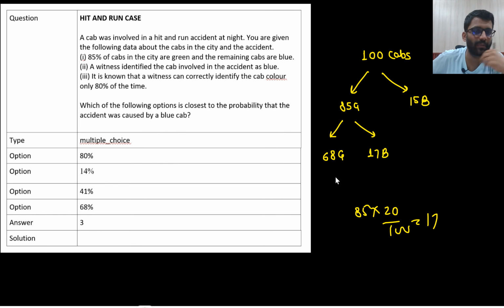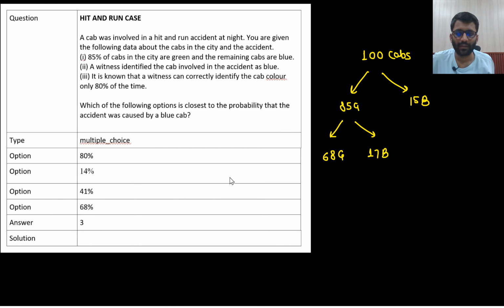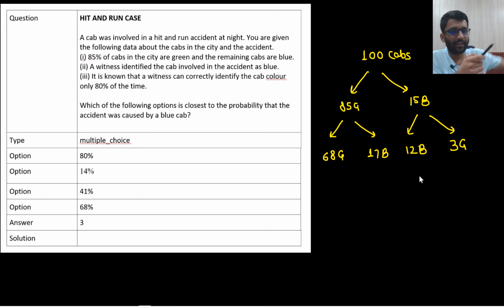Are you understanding this point? Right? And if we show him 15 blue cars, 20% of the time he will be wrong. So what will be 20% of 15? 3. So he will say there are 3 green cars and 12 blue cars. So if you take him to the market and show him 85 green cars, he will say there are 68 green cars and 17 blue cars. And if you show him 15 blue cars, he will say there are 12 blue cars and 3 green cars.